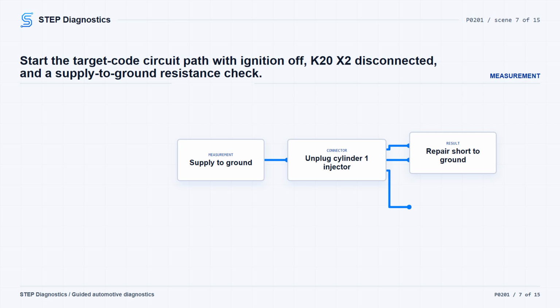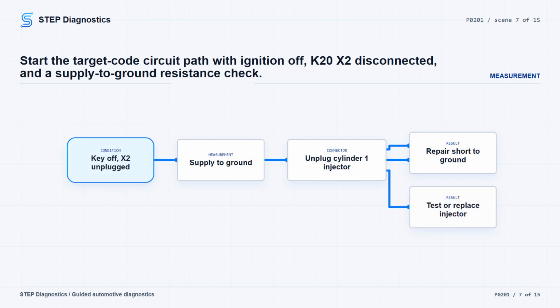If it does not, disconnect the cylinder 1 injector connector and test the voltage supply circuit at the control module harness to ground again. If it is still less than infinite resistance, repair the short to ground on that circuit. If it becomes infinite resistance, test the voltage control circuit at the control module harness to ground. If that circuit is less than infinite resistance, repair the short to ground. If it is infinite resistance, the path moves to testing or replacing the fuel injector.